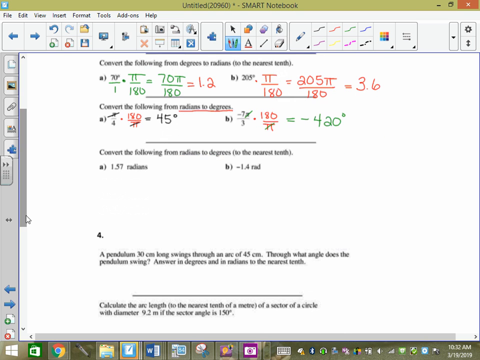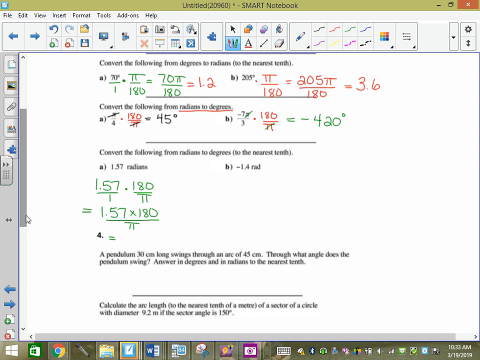Okay, what happens if they don't have the degree symbol? Convert the following from radians to degrees. We still do the same thing: radians to degrees, pi on bottom. So we're going to multiply by 180 over pi. The problem here is that the pi just doesn't cancel. So we're going to type into our calculator 1.57 times 180 divided by pi. We actually have to put the pi into our calculator. And what do we get to the nearest tenth? One decimal place.